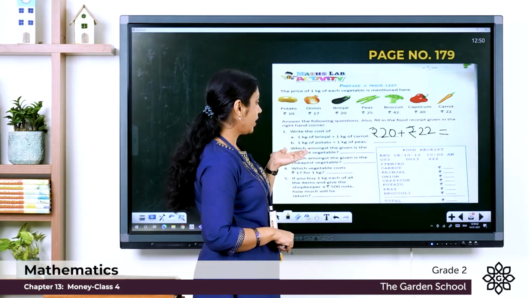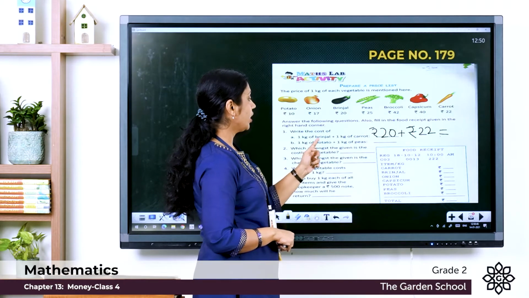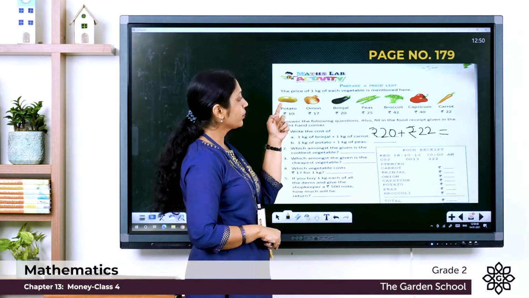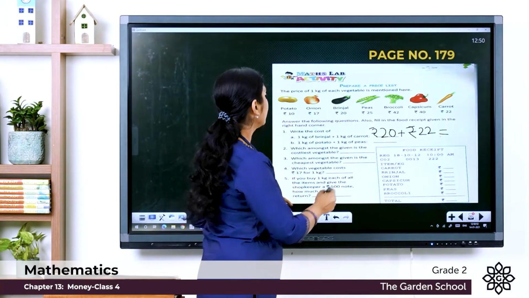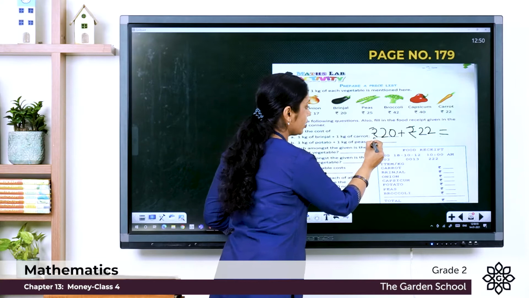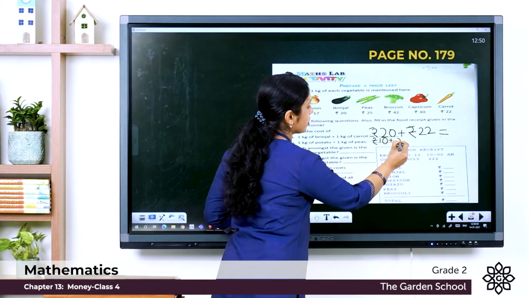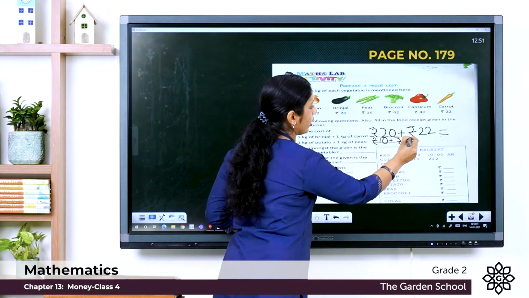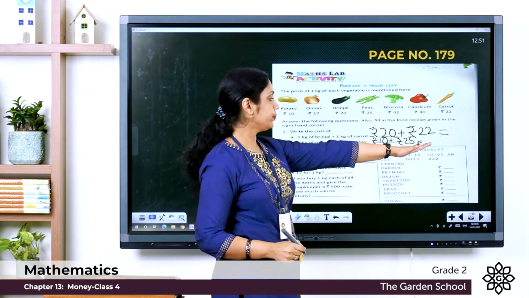Let's look at the question B. 1 kilo of potato plus 1 kilo of peas. So 1 kilo of potato costs rupees 10 and 1 kilo of peas costs rupees 25. So we need to add it together. 1 kilo of potato right here, rupees 10 plus peas cost rupees 25. So add 10 plus 25, find out and write it here.